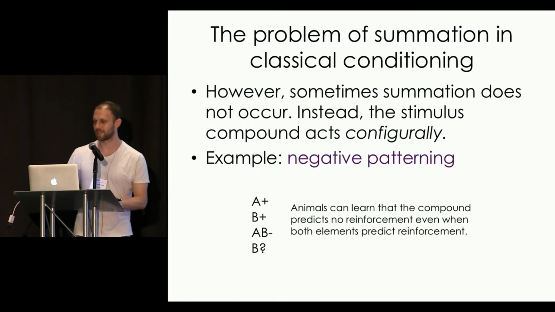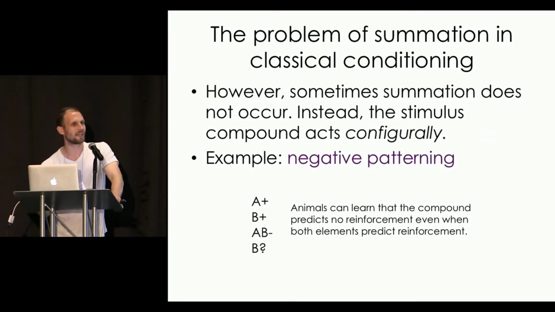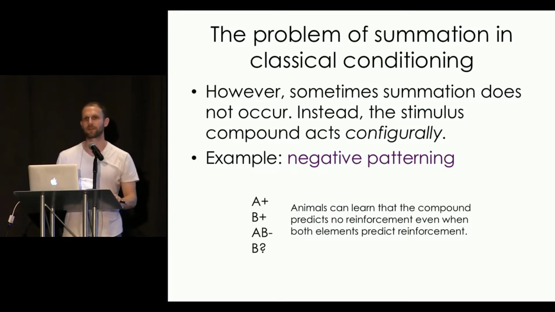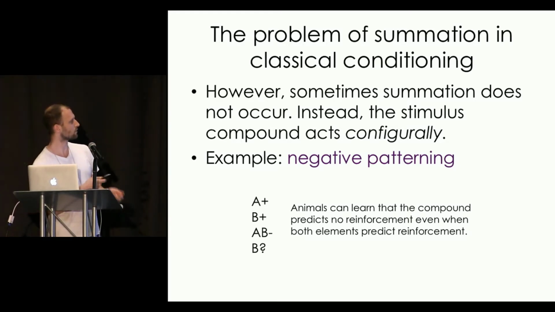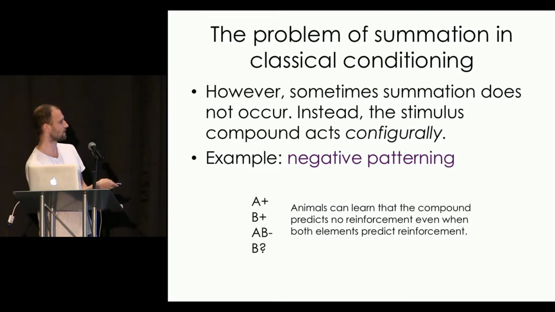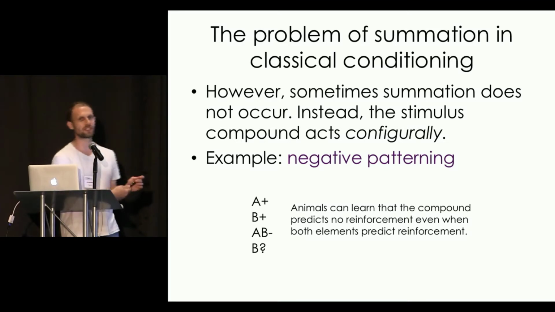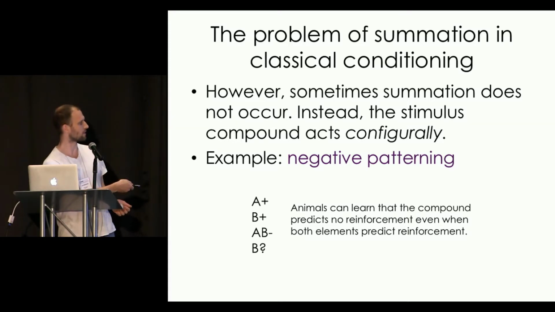Now, the story turns out to be more complicated than this, and the reason is that you don't always see summation in classical conditioning. In particular, sometimes stimuli seem to act configurally. A famous example of this is negative patterning, or as it's known in AI research, the XOR problem. This looks very similar. You condition these stimuli independently, and then you put them together, but this time you don't reinforce them. And then you test B by itself.